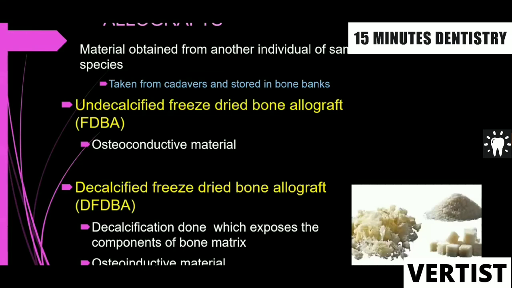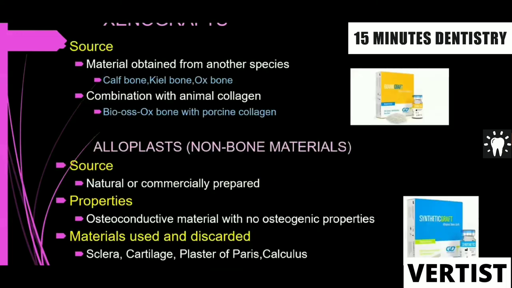Allografts are basically materials obtained from another individual of the same species. So you can take them from a cadaver, store them in bone banks, and they have to be processed. FDBA, that is undecalcified freeze-dried bone graft, is an osteoconductive material, whereas DFDBA is an osteoinductive material, because the decalcification exposes the components of the bone matrix. These are available in different sizes and shapes.